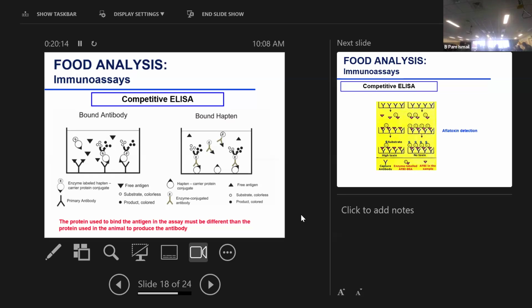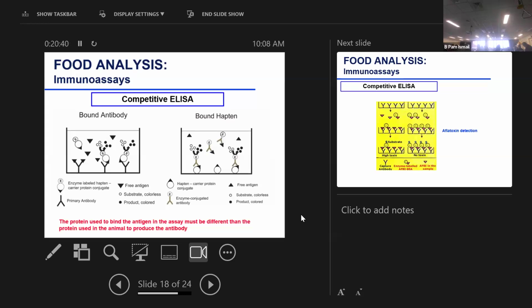They're competing. If you don't have any aflatoxin in your sample, let's say, all of these labeled ones will bind and you will have high absorbance. So this is different from your regular sandwich ELISA, where high absorbance means high concentration. Here, high absorbance is low concentration because they're competing. Okay, so that's why the word competitive comes in.